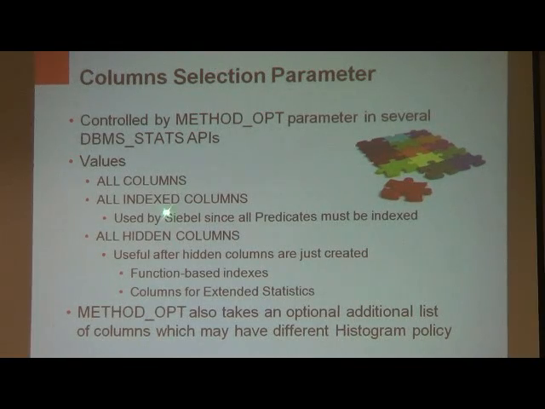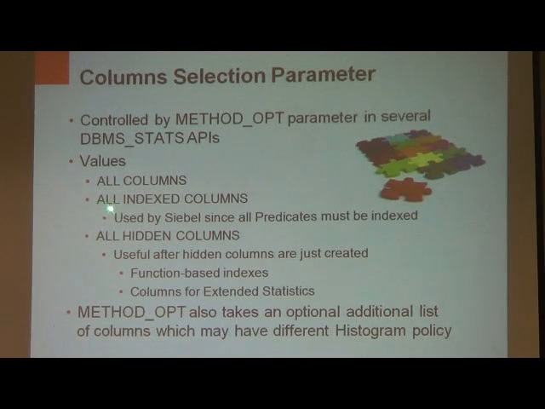Personally, I don't like this one for all index columns because it is assuming that you have an index on every single predicate. In reality, it doesn't happen. So you end up having columns. When you say for all index columns, you end up having columns with either no statistics or outdated statistics. Is that clear?